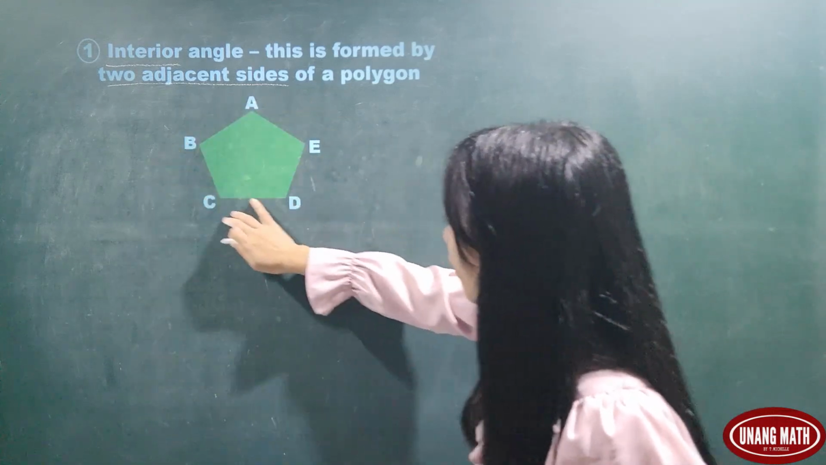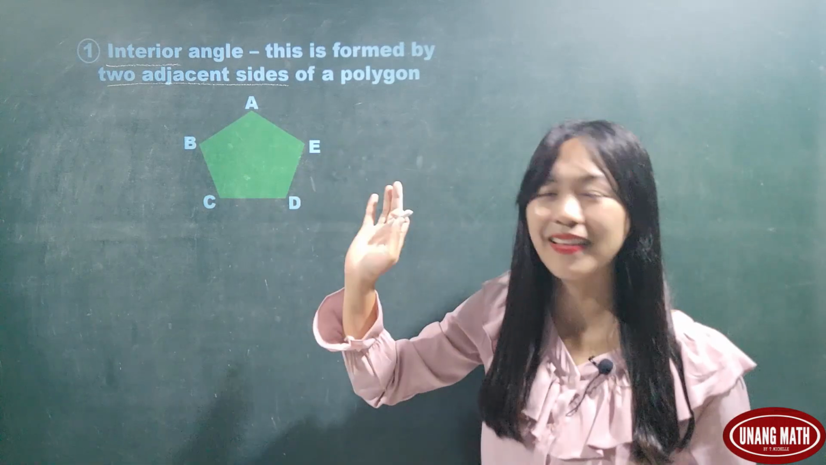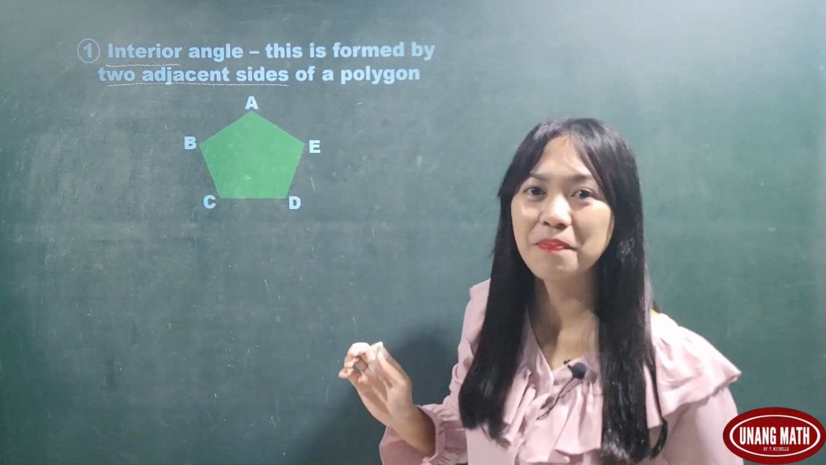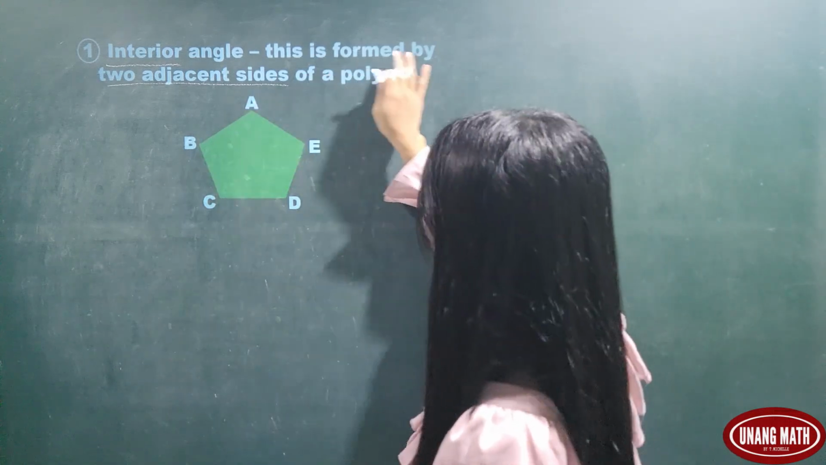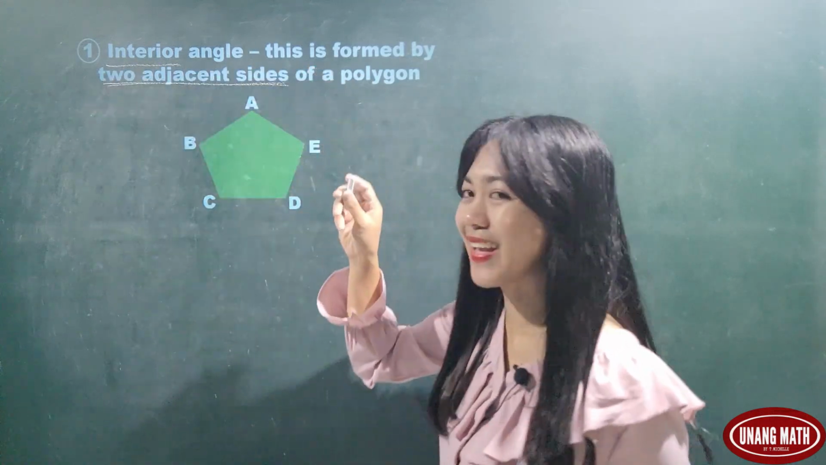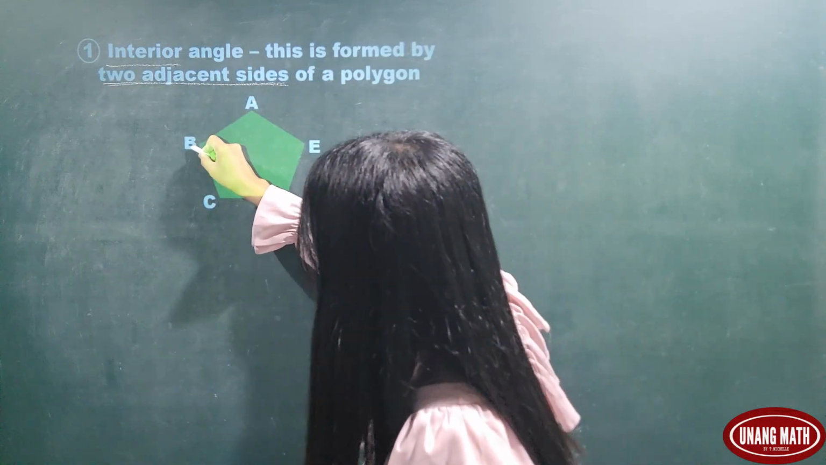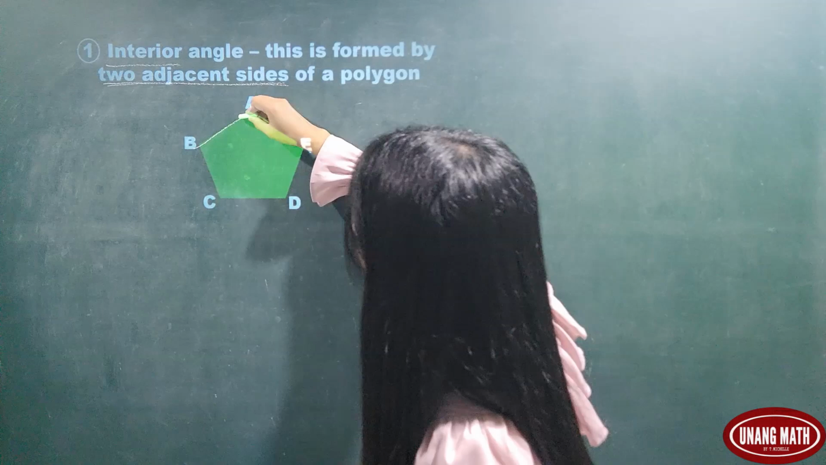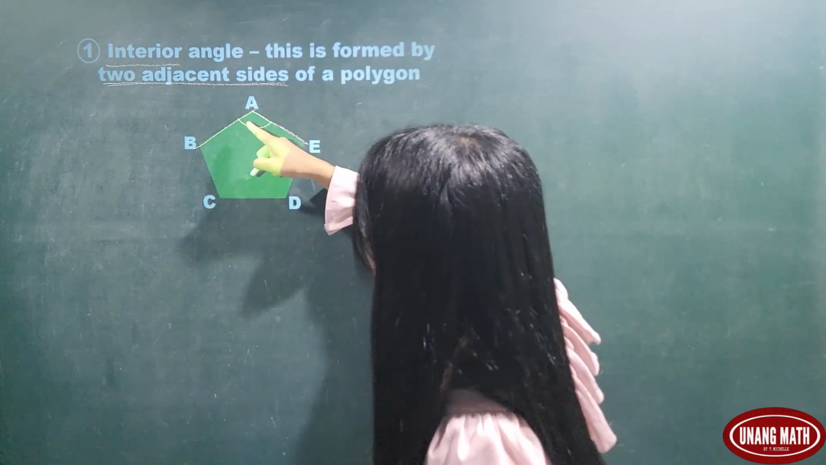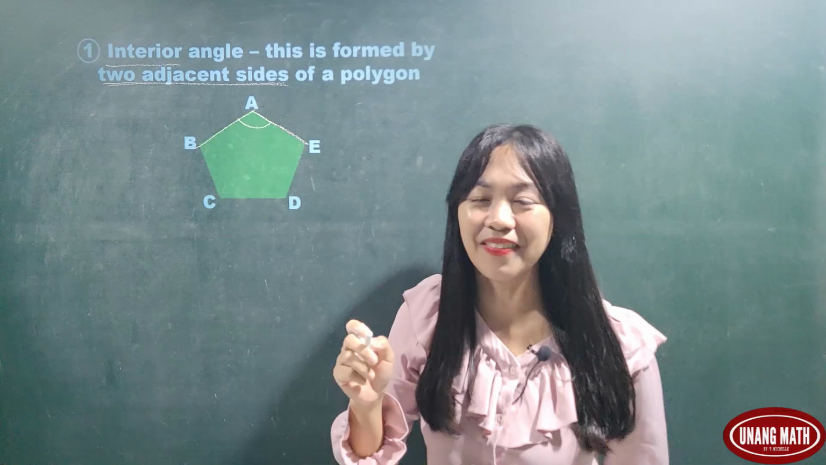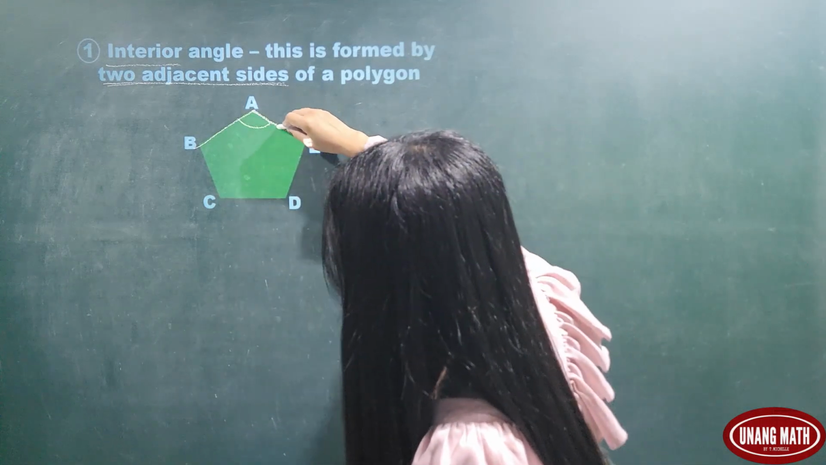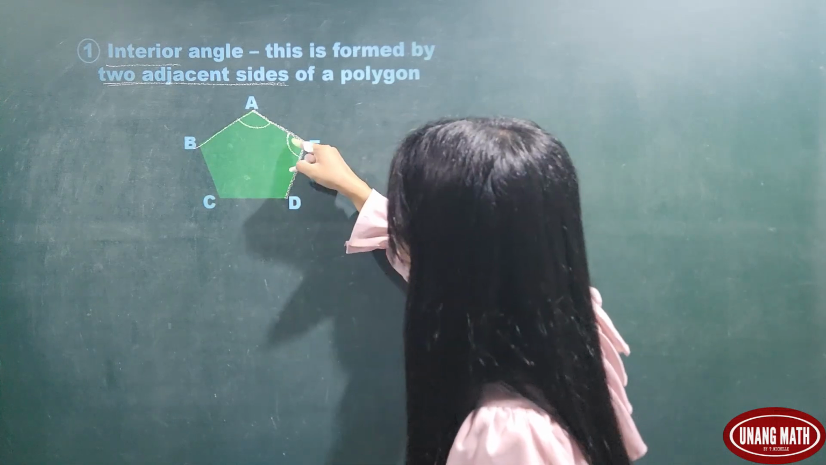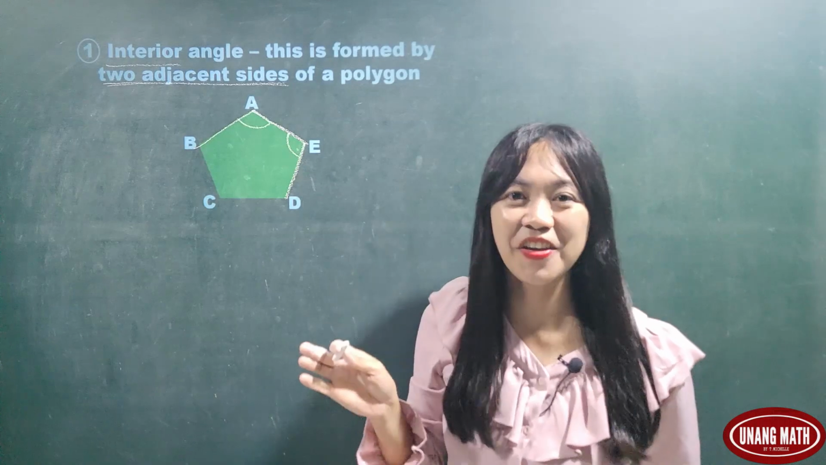We have here a polygon, specifically a pentagon. We will identify all the interior angles of this pentagon. Interior angle is formed by two adjacent sides. This side is adjacent or beside this side. There is an angle formed and this is an interior angle. Another: this side is adjacent or beside this side. There is an angle formed. This is also an interior angle.